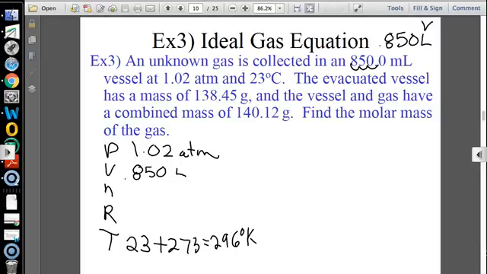No. So, well, okay, first before we do n, what's the value of R going to be? Yeah, all that stuff, right? Okay, then it has units, and those are good to have.